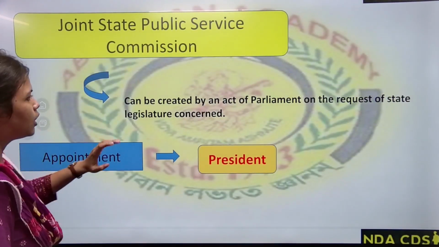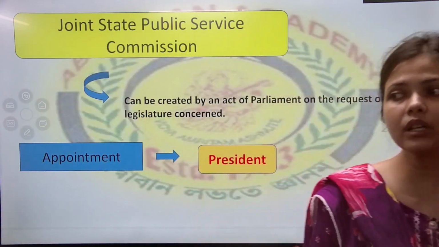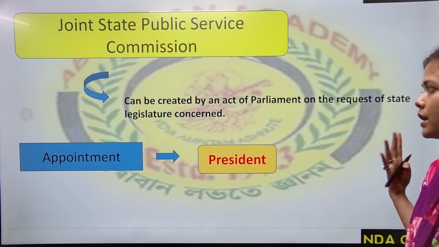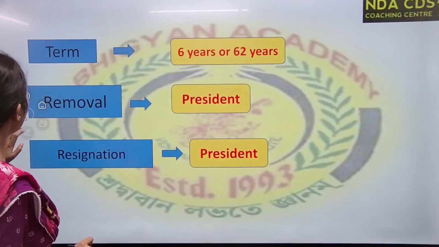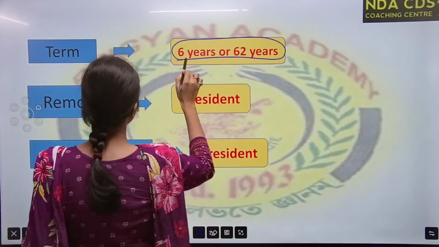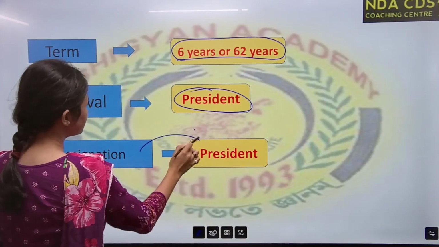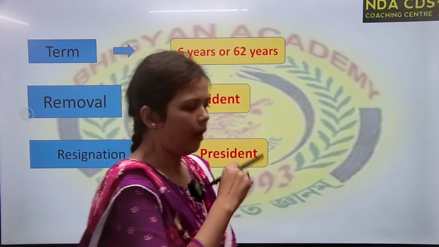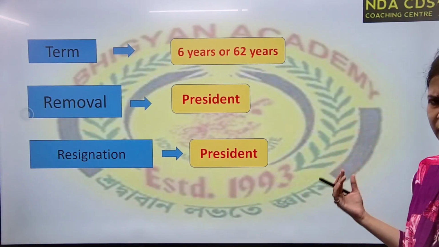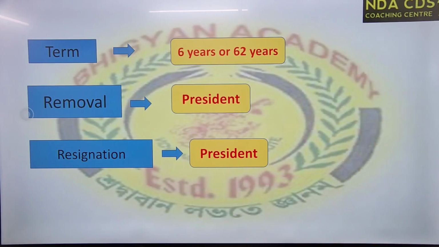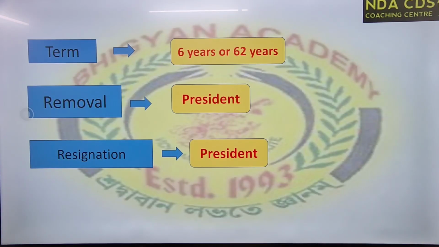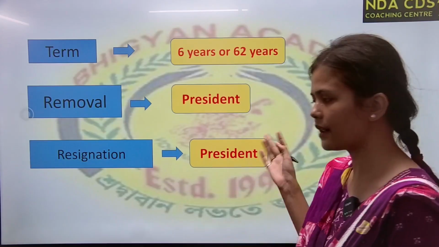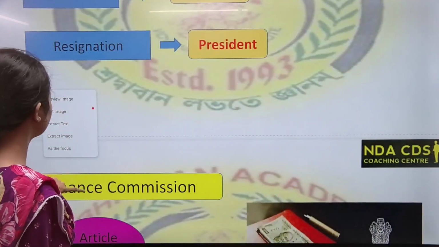Joint Public Service Commission. If two or more states request the union to form a joint public service commission, it can appoint. That appointment will be done by president. The term will be the same as for the state, 6 years or 62 years. Removal by president and resignation to president, because it is joint. You are requesting the state government to form one service commission for two or more states. That's why it will all be done by president.